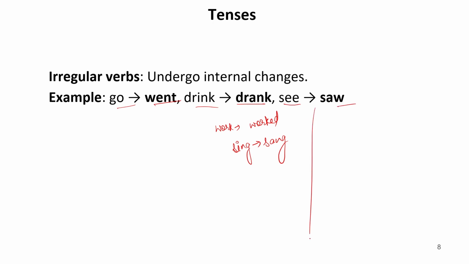Now, some verbs are like hurt. The second form of it will remain the same, hurt, and the pronunciation is also the same. But some words are like read. Read is the basic form. The spelling remains the same, but the pronunciation changes. For example, read, read. So the second form of the verb will be read.